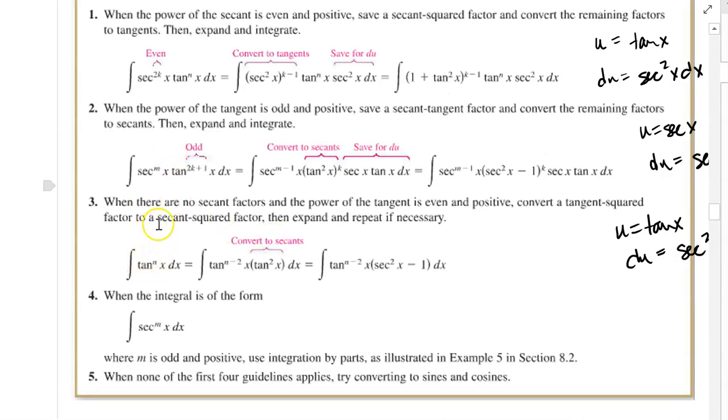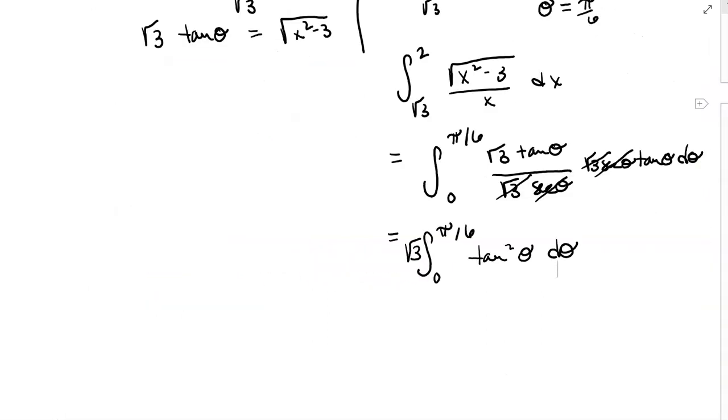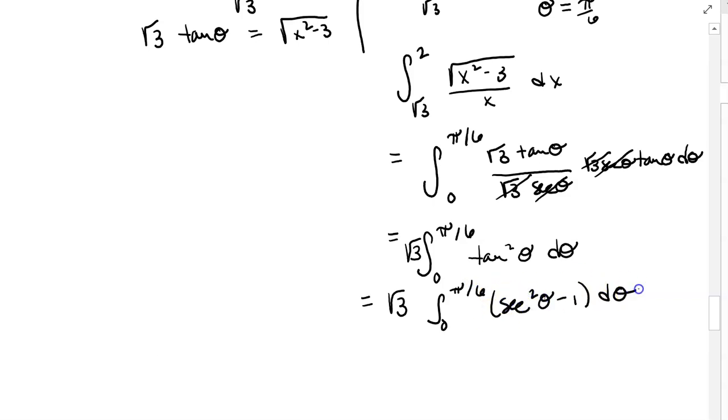It is one of those even positive powers of tangent. It happens to be squared in this case, so we don't have to separate out one of them, but we're just going to convert it to secant squared of theta minus 1. So this will be the square root of 3 times the integral from 0 to pi over 6 of secant squared of theta minus 1 d theta. And then these are both things that we can integrate.